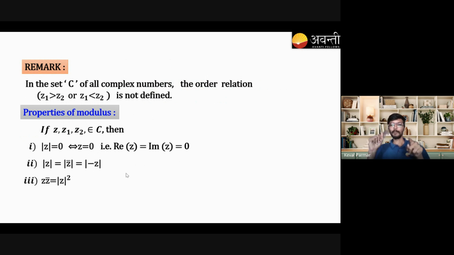Correct? And the third property which we saw in conjugate, that is modulus of z squared equals real part squared plus imaginary part squared. So if we square the modulus, then the under root sign gets cancelled and we'll get a square plus b square, which is nothing but z into z bar. So this is the final property here, and it's a very nice property to use.